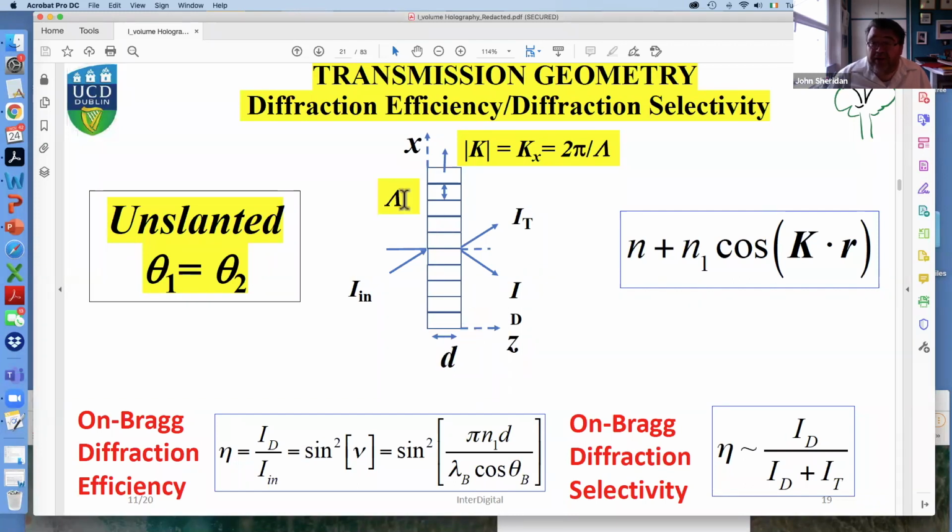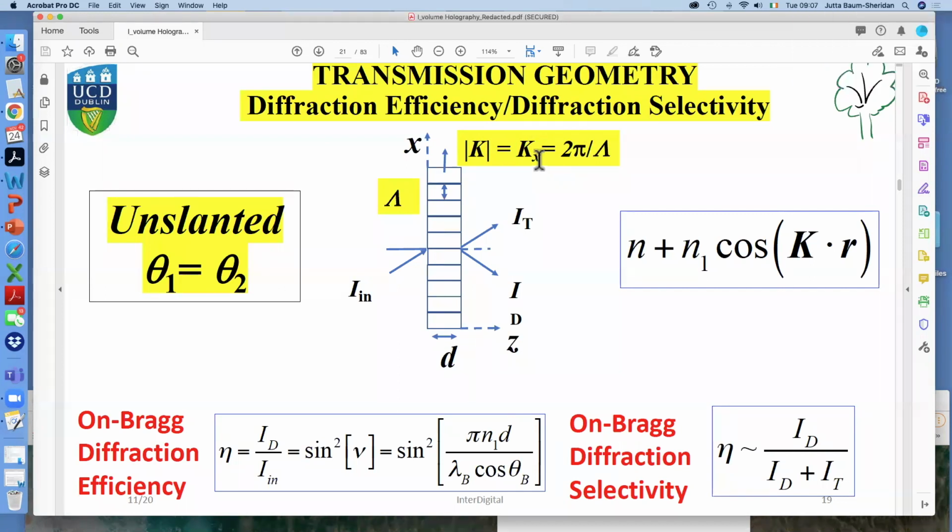And we've got a period associated with these fringes, the interference pattern. And we've got a capital K. This now is not the same as a small k. This capital K vector is pointing perpendicular to these fringes effectively, so we have only a component in the x direction. We recall the small k was 2π divided by the wavelength. Well, this capital K is 2π divided by the period of the grating, and it's called the grating vector. This has a component in the x direction.